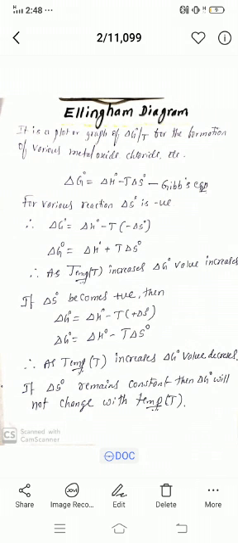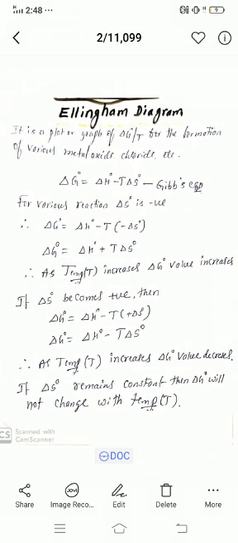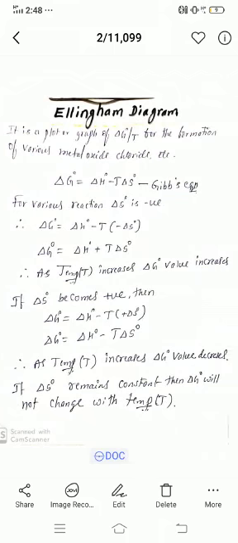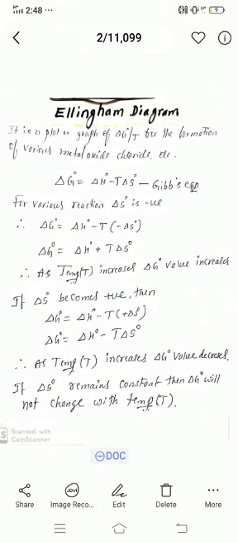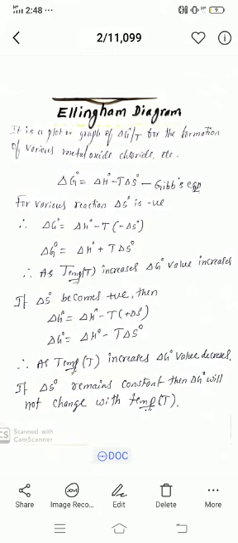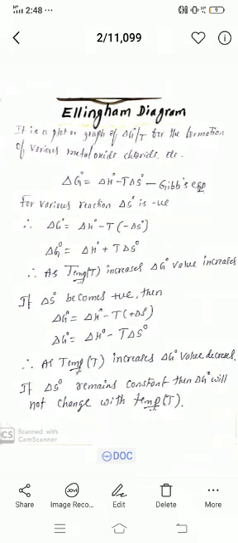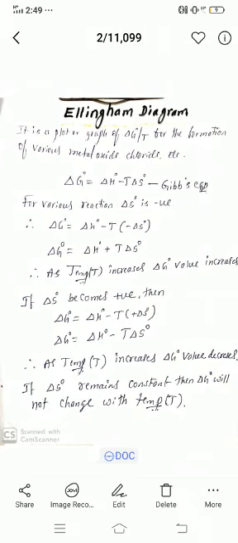See what you have to understand. No need to practice the entire diagram. Just you should have an idea how the lines are drawn. That is based on the delta S value. The main thing is based on the change in entropy. How entropy is affecting delta G naught, you see here.